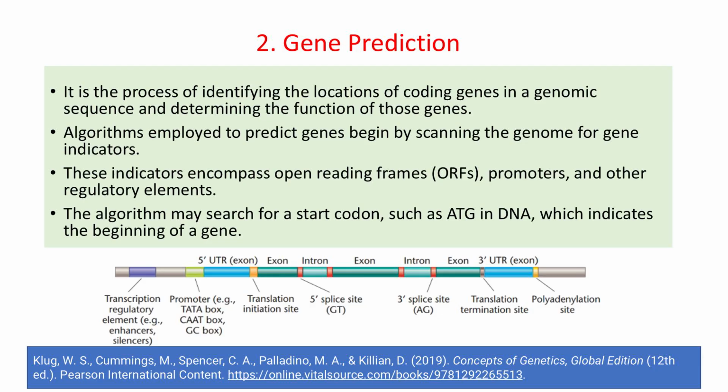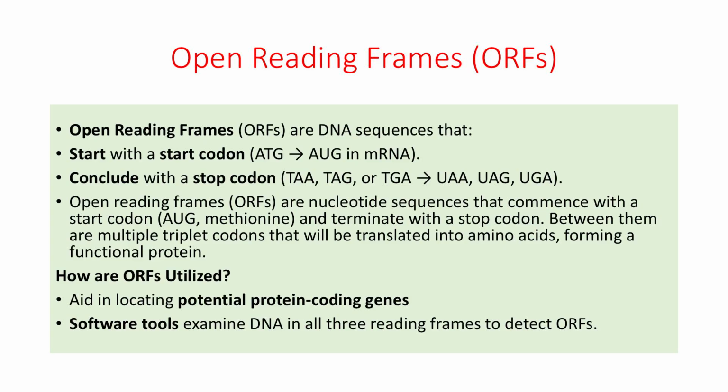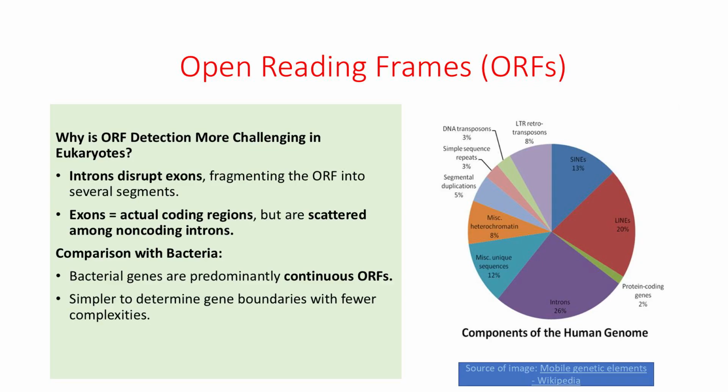Gene prediction identifies coding genes and their functions, using algorithms to scan for open reading frames and regulatory elements. Open reading frames, ORFs, are DNA sequences starting with a start codon and ending with a stop codon, crucial for identifying protein-coding genes. Detecting ORFs in eukaryotes is challenging due to introns disrupting exons. Bacterial genes have continuous ORFs, making them easier to analyze.